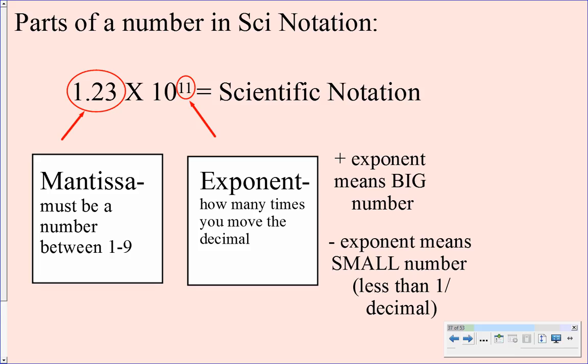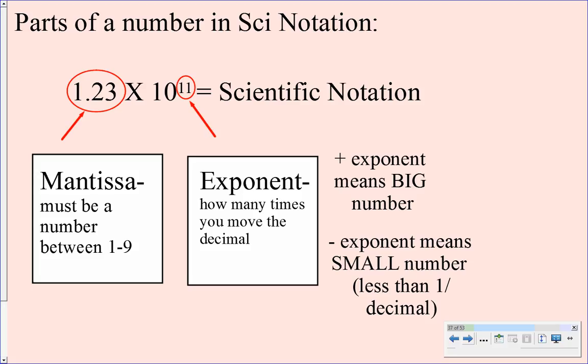Parts of a number in scientific notation include the mantissa. This has to be a number between 1 and 9. Sometimes you might see someone write like 10.5 or something. Not exactly correct scientific notation. For the types of things we do, it's okay, but technically that number should be between 1 and 9. If you get to 10, you should actually move that decimal place over and change your exponent. So our exponent is how many times you're going to move that decimal place.